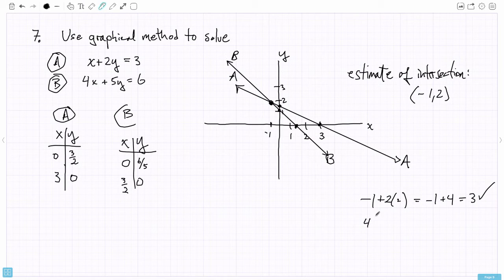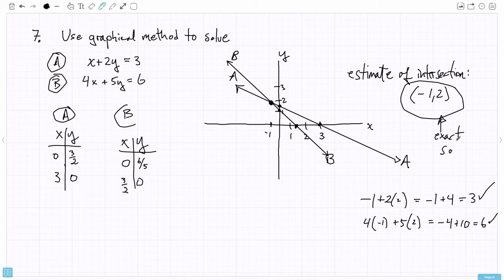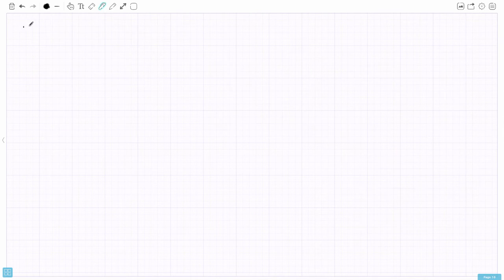Second equation: if I plug in -1 for x and plug in y is 2, this is going to be -4 plus 10, which is 6. And so this is the exact solution, which I actually found using the graph. Actually, this is part A for number 7. So let's go on to part B. Number 7, part B.